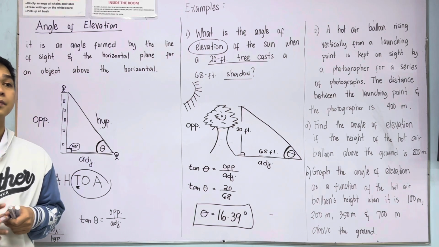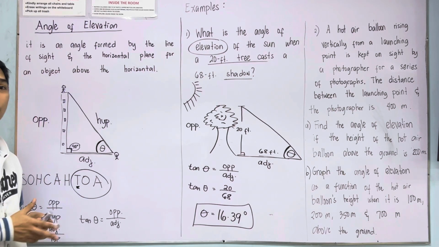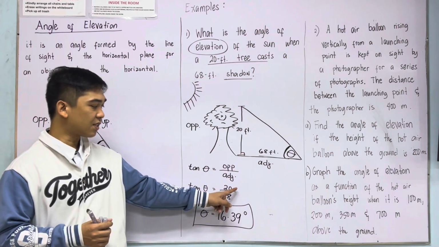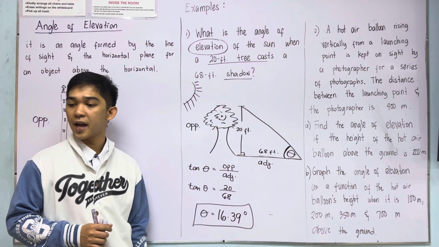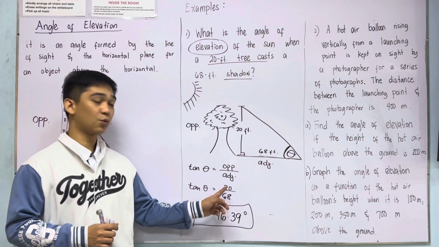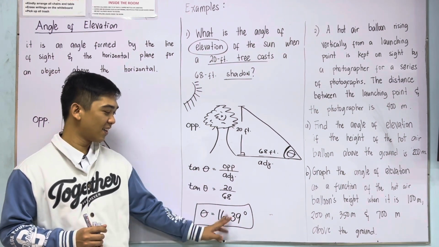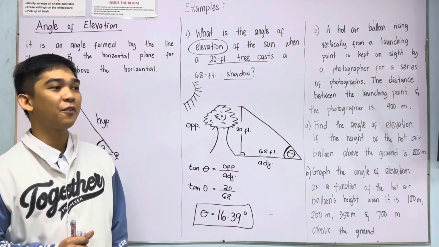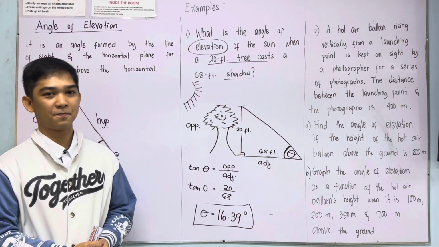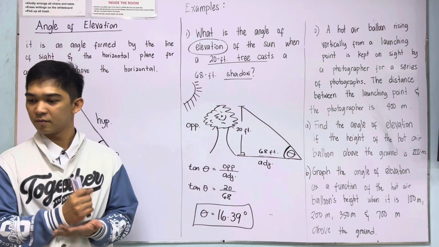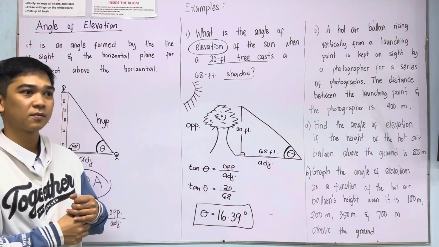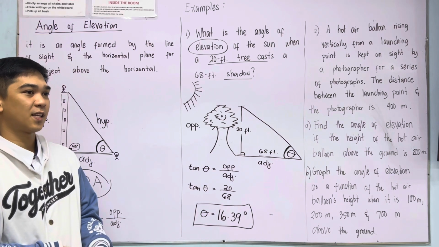Nakuha? Madali? Ulitin sa calculator. 20 over 68. Press equal sign. Now, shift tangent. Two decimal places.